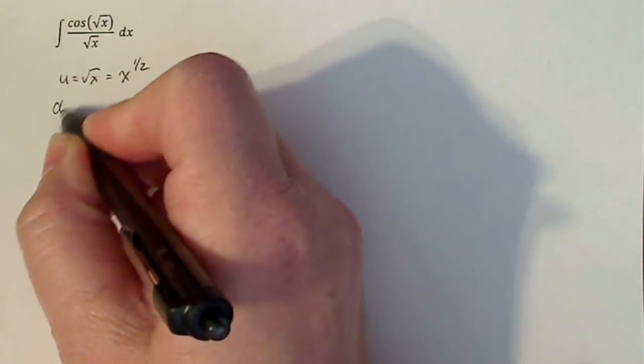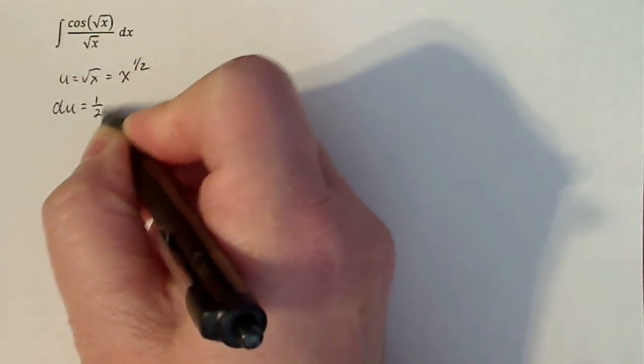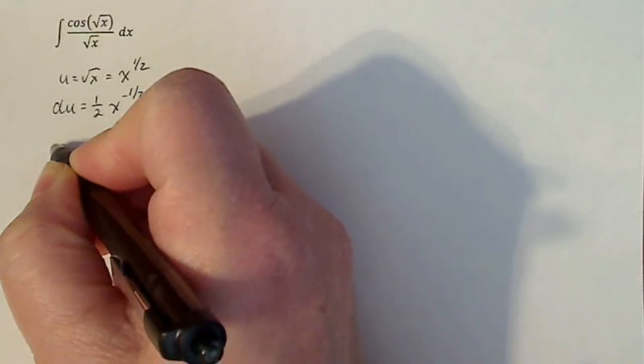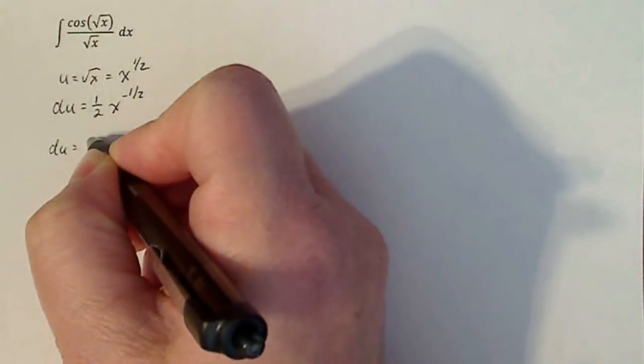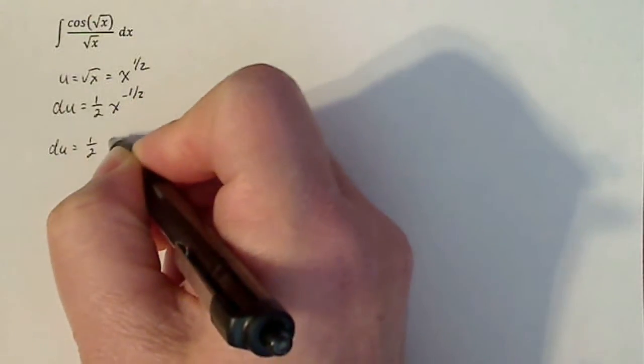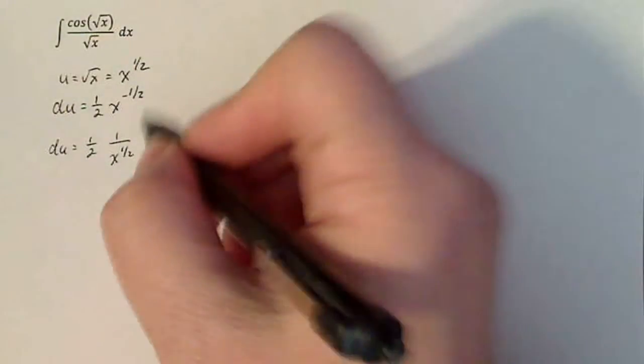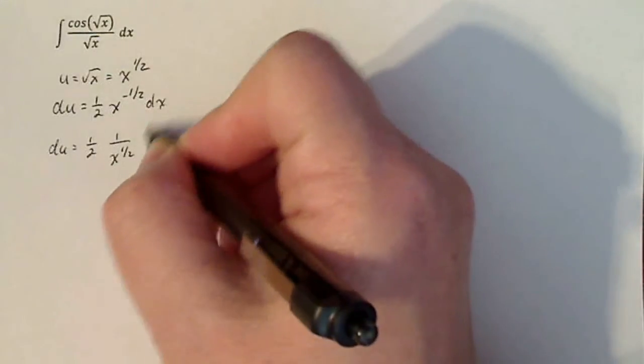Then du, which is a derivative, is 1/2 x to the minus 1/2. And if I simplify that, that's du equals 1/2 1 over x to the 1/2 dx. Don't forget that, you do need it. Sorry about that.